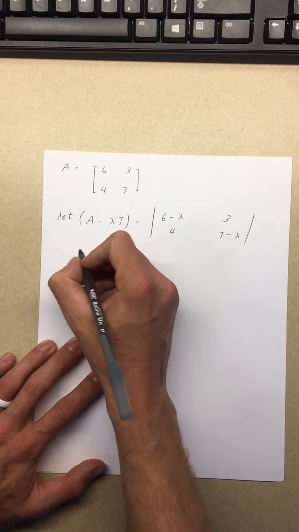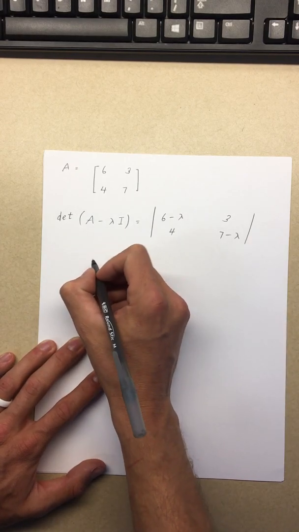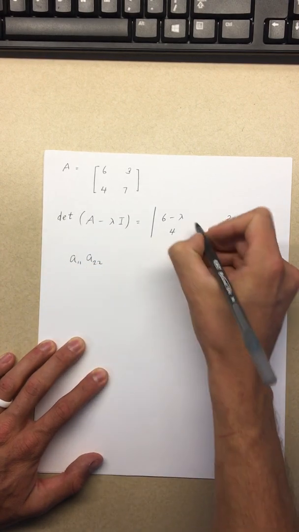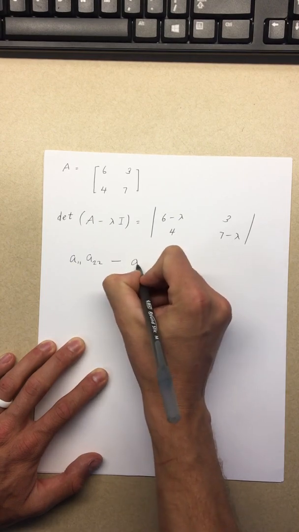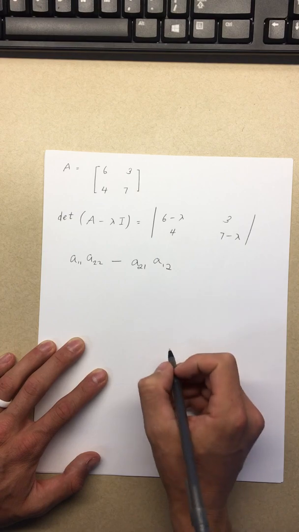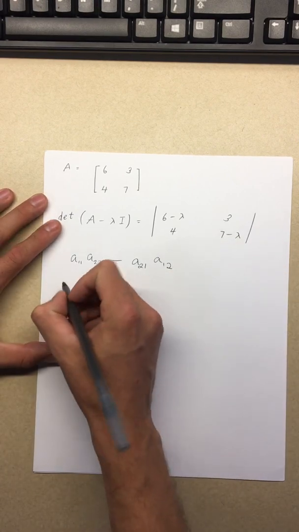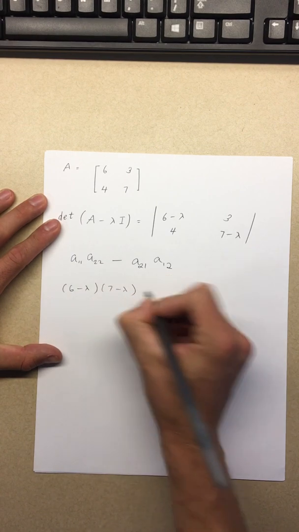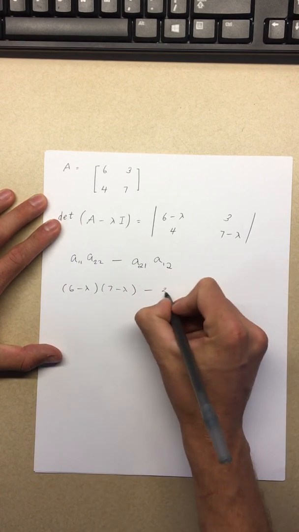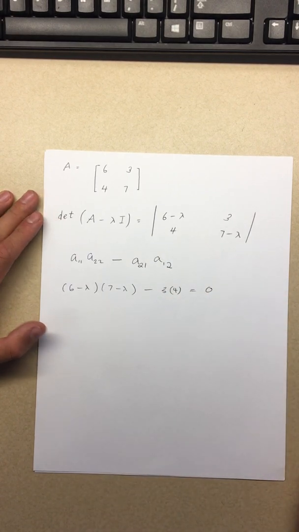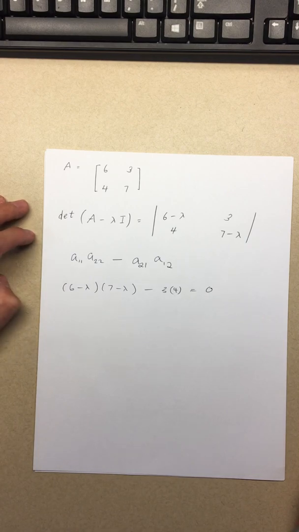So as we remember, to take a determinant of a 2 by 2 matrix, we need to multiply A11 by A22 across this diagonal and subtract A21 times A12 along that diagonal. For this matrix, what we end up getting is this: (6 minus lambda) times (7 minus lambda) minus 3 times 4. And we want to set that equal to 0 because we're looking for the solutions to the homogeneous set of equations as described in the previous video.